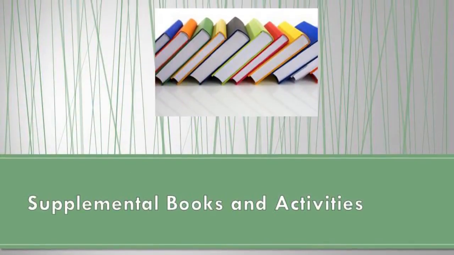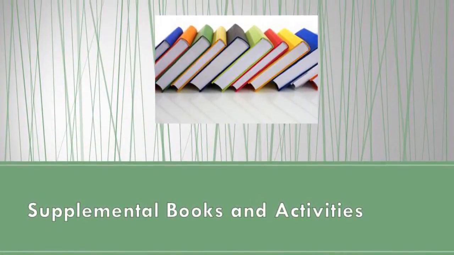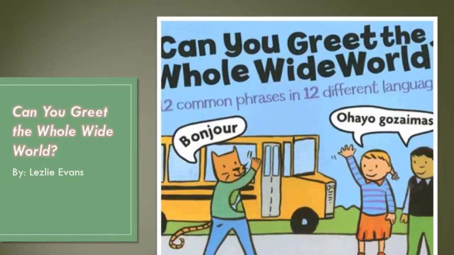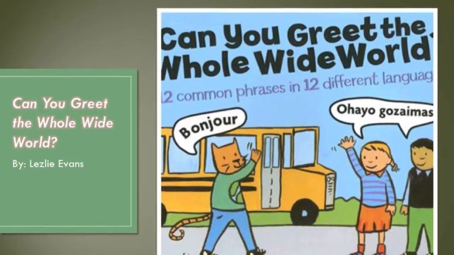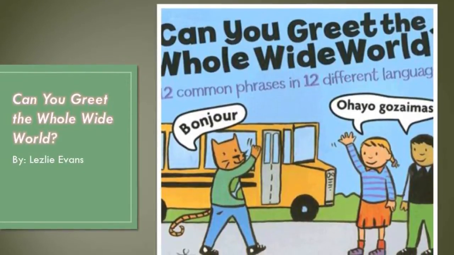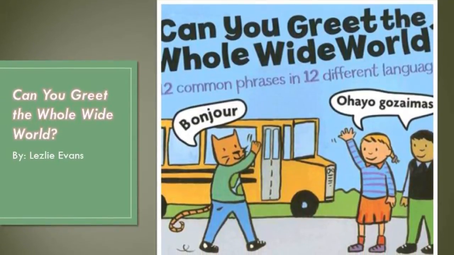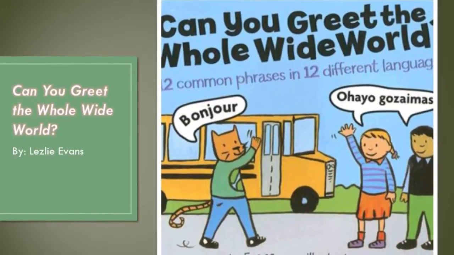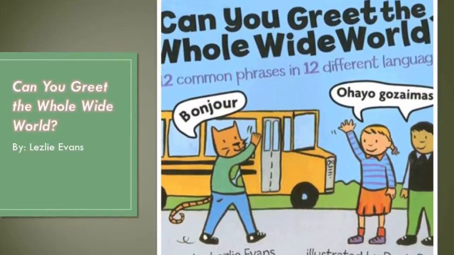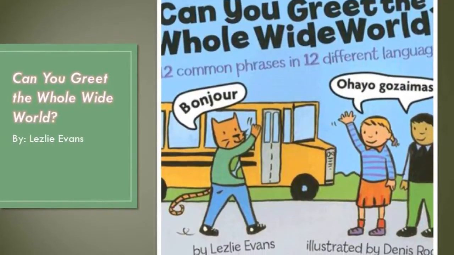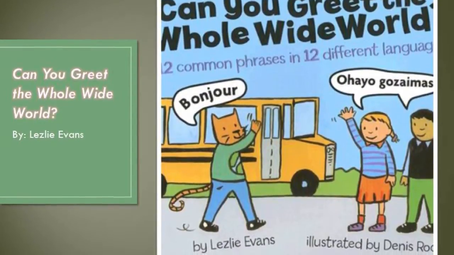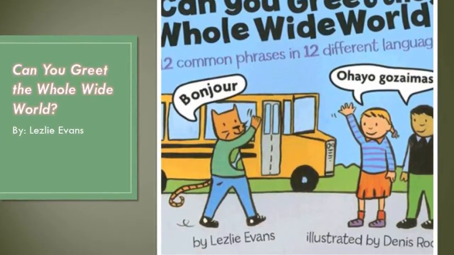We are now going to discuss supplemental books and activities. The first book is called Can You Greet the Whole Wide World by Leslie Evans. This book provides a tour around the world while learning different greetings. This book can be used to teach different greetings around the world. A teacher can then call out the different languages in the book for the students to say the greetings. After using the different languages, the teacher can then have the students create different signs for the greetings.